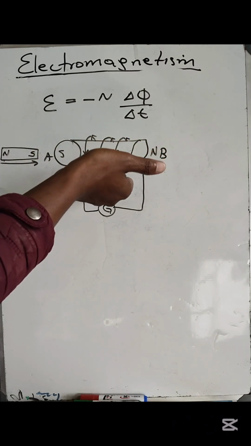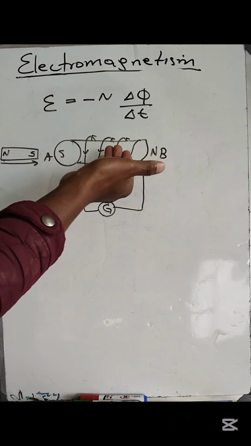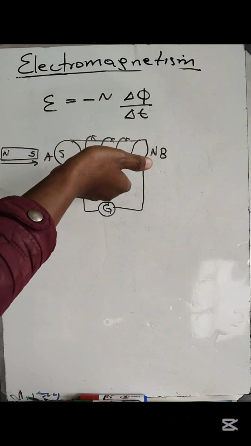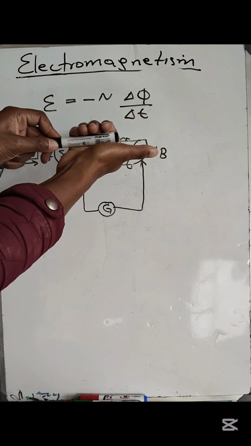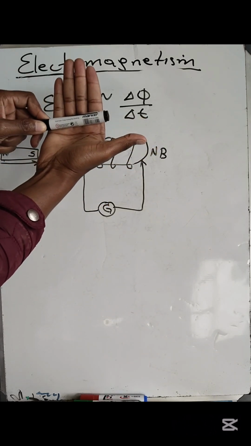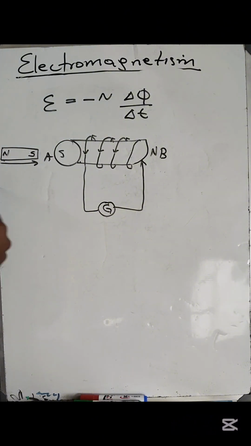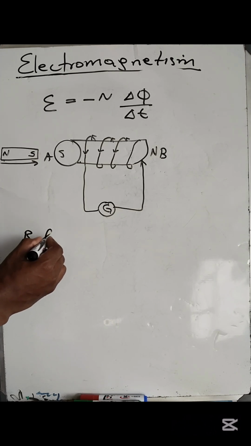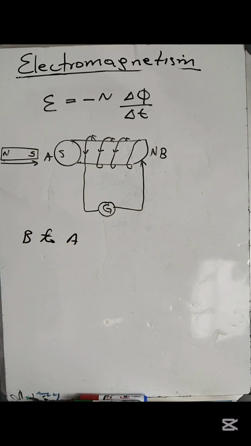The thumb must point to the north pole, then the fingers are curling that side. So it points upward on that side, which means the direction of the current that side is upwards. So the answer here is from B to A. Then we're done with that one, from B to A.